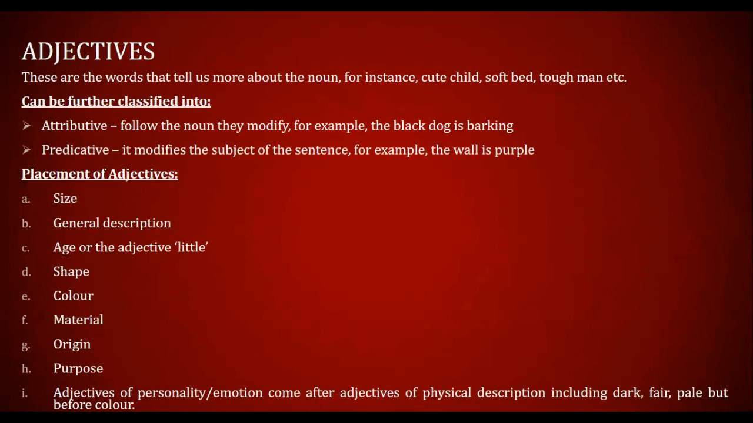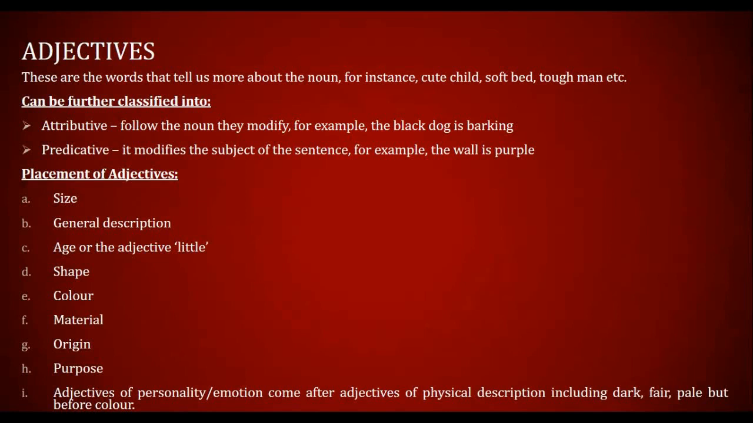Now they can be further classified into attributive adjectives and predicative adjectives. Attributive adjectives come before the noun they modify. For example, the black dog is barking. Here in this sentence, we all know dog is the noun and black is describing the dog. So black is the adjective. When the adjective comes before the noun they are describing, that is an attributive adjective.